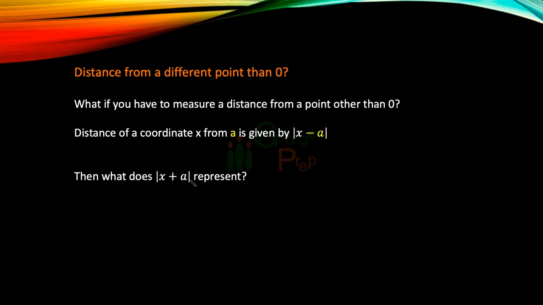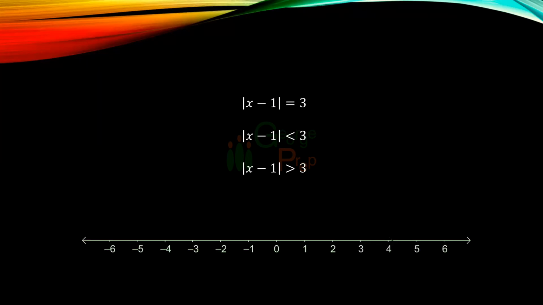So that's how we can find out the distance of something from a point other than 0. So this is the distance of x from minus A. Okay, now let's look at this: modulus of x minus 1 is equal to 3.